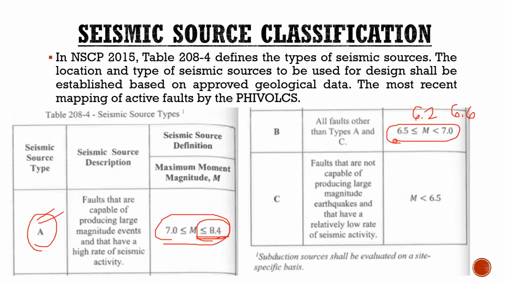Then if the magnitude is within this range, then B. But if less than 6.5, then seismic source type C. Based on your research, it depends on the expected magnitudes of the 5 fault lines in Davao City.